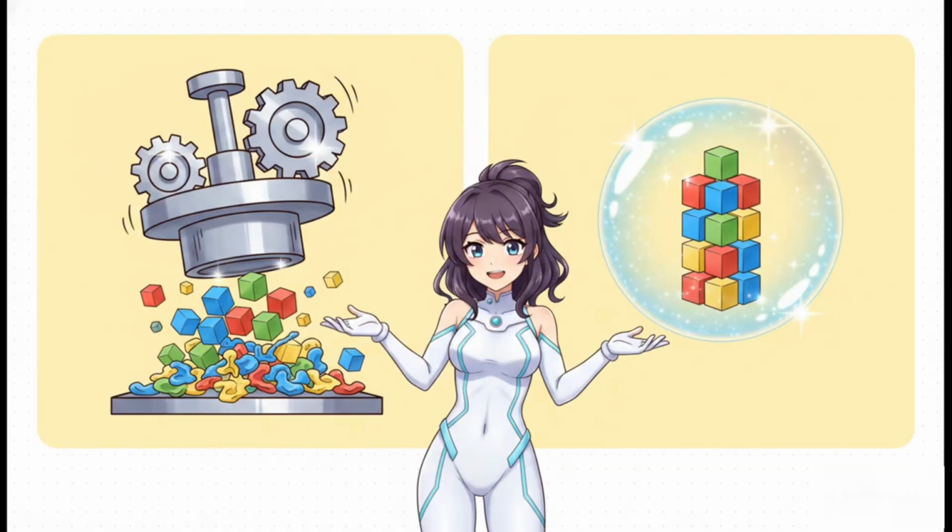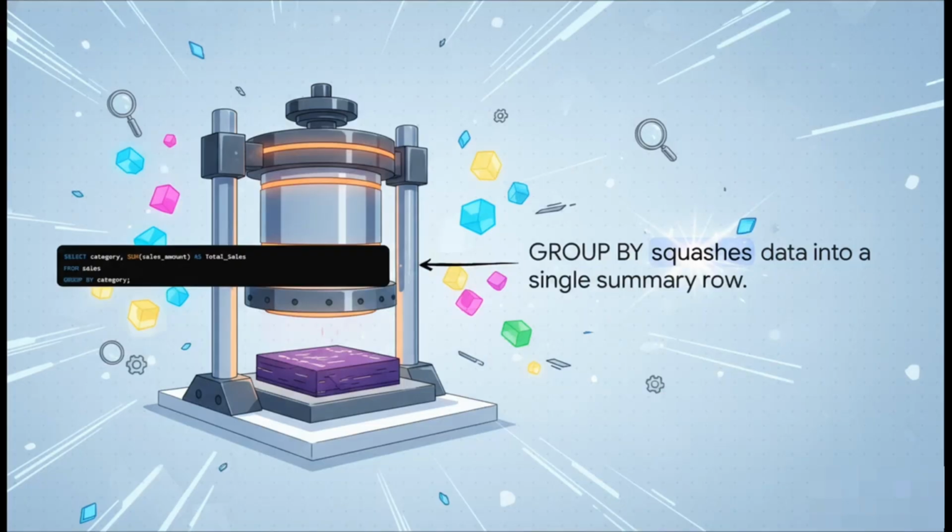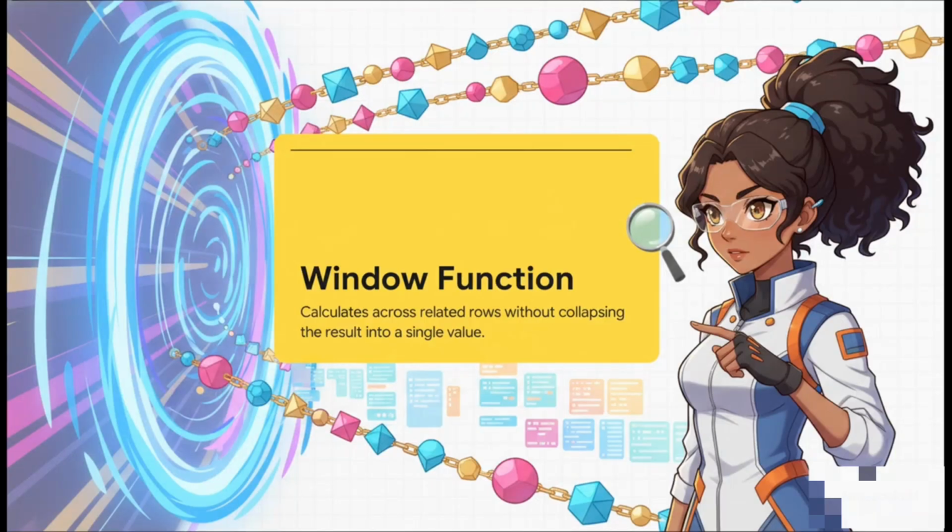Okay, let's dive in. Regular aggregate functions collapse your rows, but window functions, they keep every row completely intact. See, a traditional group by sum just squashes all your granular data down into a single summary row. Enter our hero, the window function. It calculates across related rows without squashing the result.